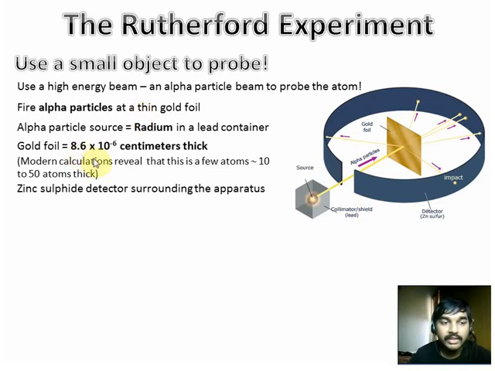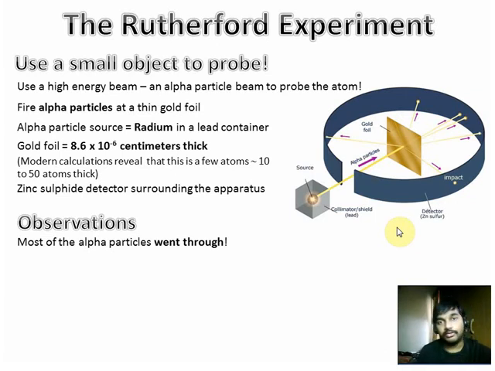The average thickness of the gold foil is something like 8.6 × 10^-6 centimeters, which in modern calculations, now that we know the radius of the atom, is something like 10, 20, 50 atoms thick. So it's an exceedingly thin film of gold. And the detector was zinc sulfide. Zinc sulfide has this property that when an alpha strikes it, there is a bright light, a scintillation. There's a spot, and you can count the spots. You can know at which place the alpha particle strikes and how many alpha particles strike at what angle.